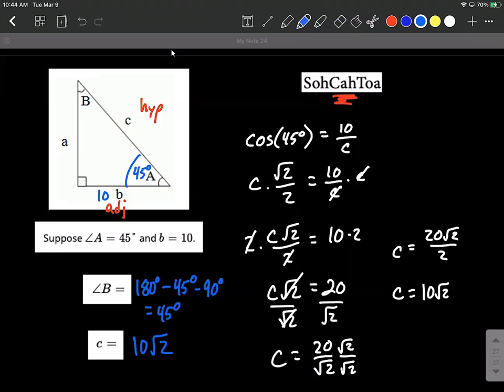All right, hope this helps. Label the sides as you're doing these and just identify which trigonometric function connects to the right sides that you're looking for. All right, you can get through these. Just practice.